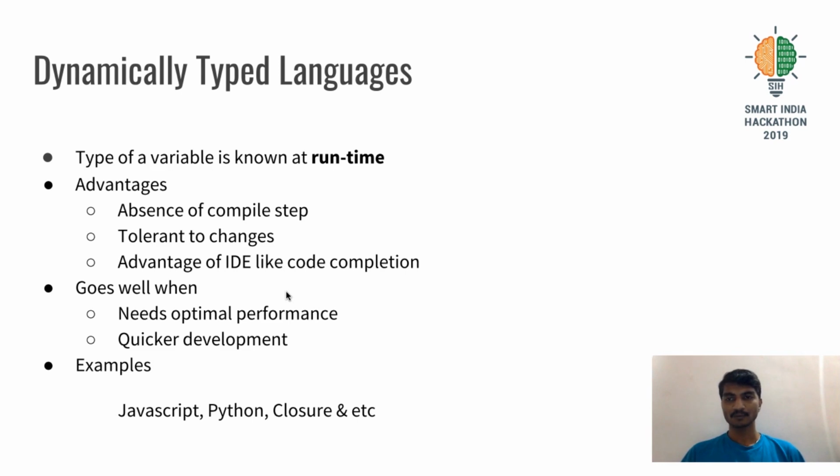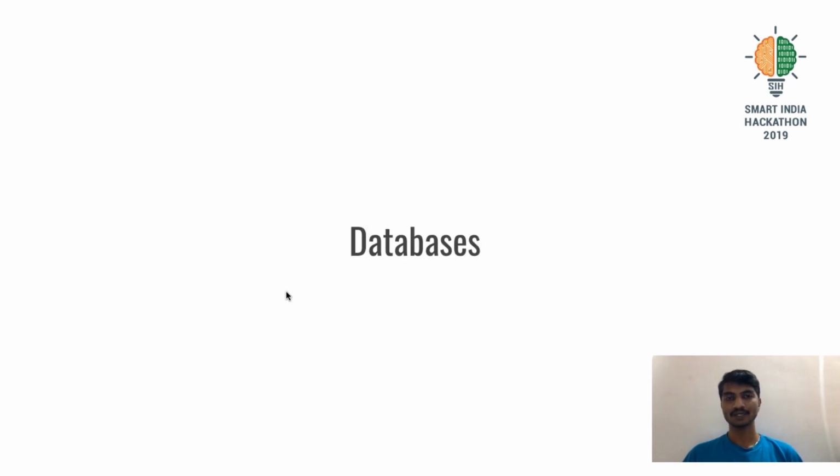Cool. Now we have seen the different kinds of languages, what the advantages of them are, and when to choose them. Now we are going to another important part of our system, which is databases. This is where we are going to store all our data, so it is another important part of our system.